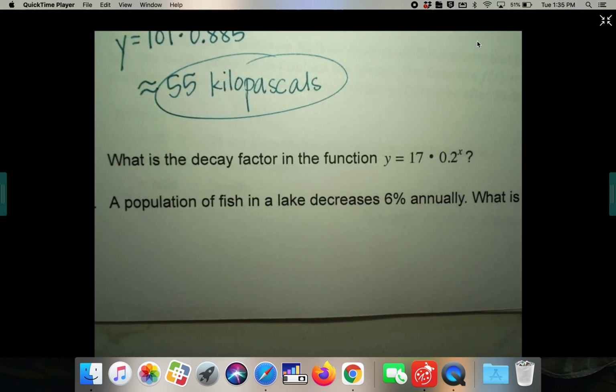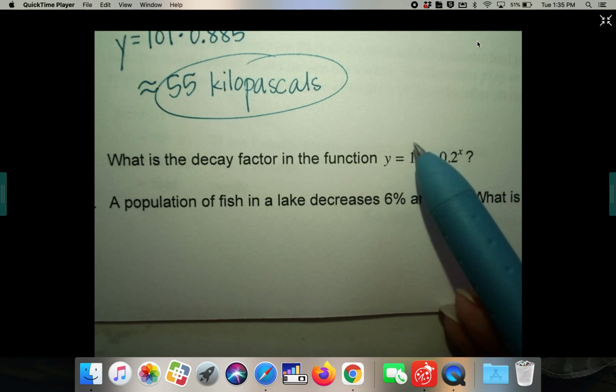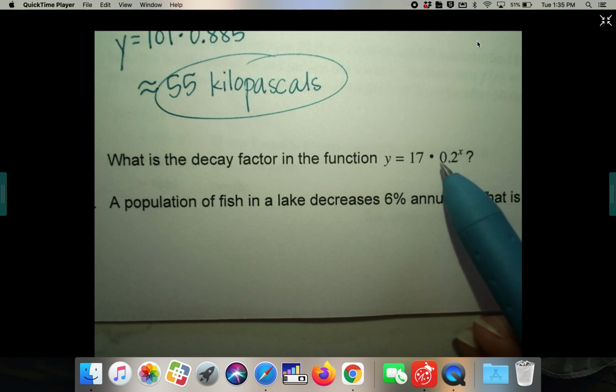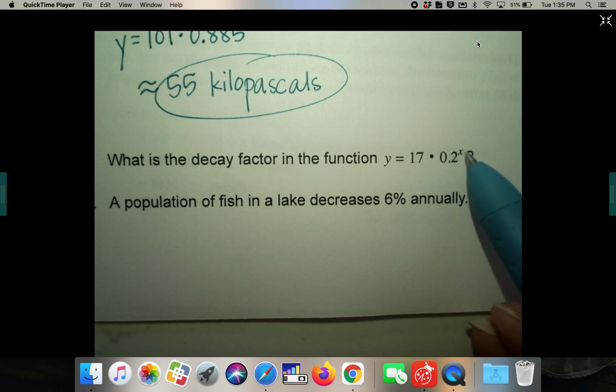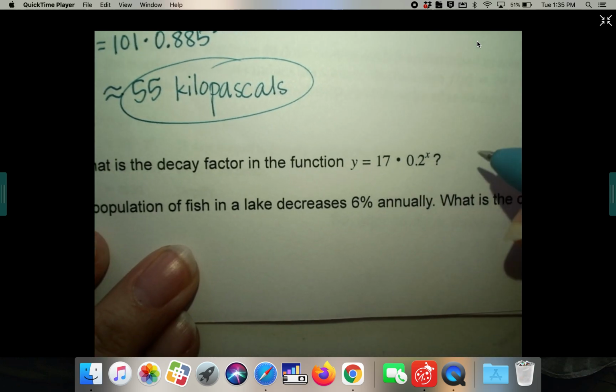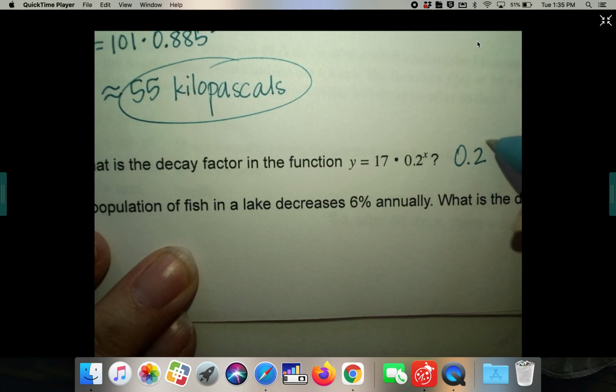And then a couple more things we're going to look at. What is the decay factor? So remember, this is the initial amount. 17 would be the initial amount. 0.2 is our decay factor. That's what gets raised to the power of x. So our decay factor is 0.2.